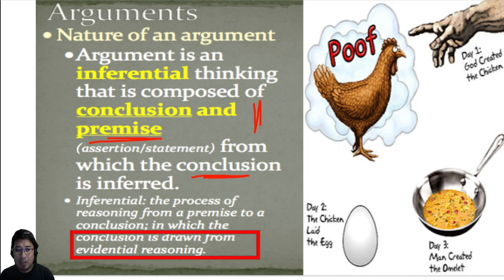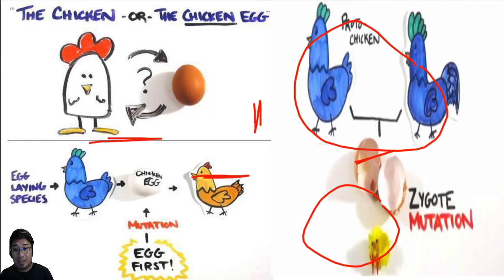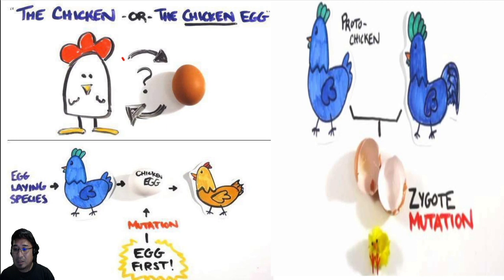So, example, ano ba ang nauna? Ang manok o ang itlog? Now, if I'm going to say that the chicken goes first before the egg, there must be an inferential connection between my conclusion and then my premise. Between my major premise and then minor premise. For example, let's examine this slide. Alin ang nauna, the chicken or the egg?